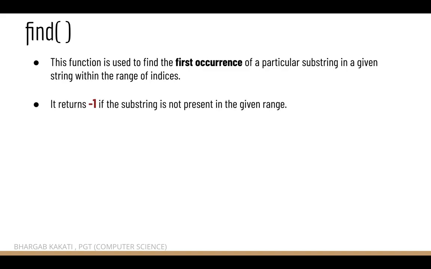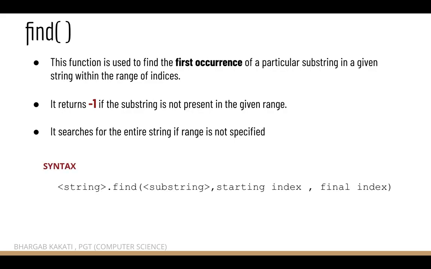It returns -1 if the substring is not present in the given range. If within a particular range a substring is not found, then it will return -1. It searches for the entire string if the range is not specified. If we do not specify the range, just like the count function, it will search the entire string. The syntax goes as follows: string dot find, within brackets we specify the substring which we want to find, comma the starting index, comma the final index.